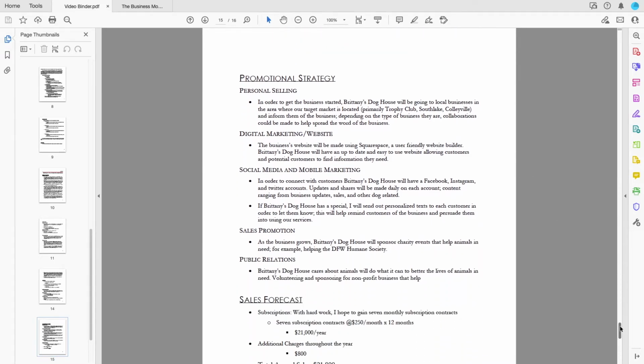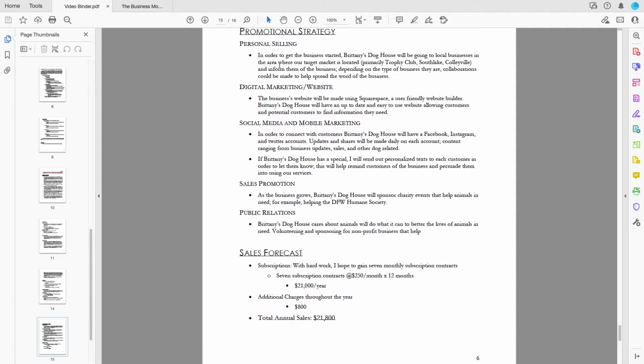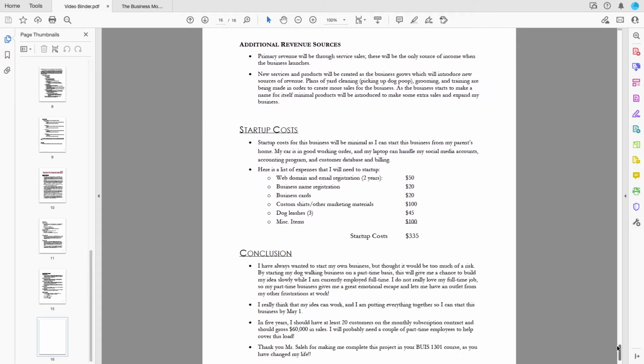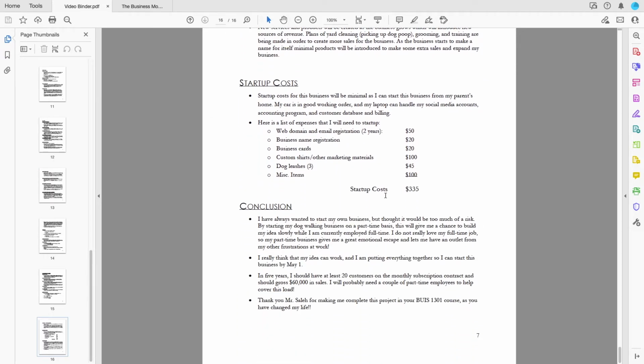There's the quick promotional strategy, from personal selling to digital to social media to sales promotion, public relations. Just a few of them that she just popped right out that she could do. You can also do this on the POES method, which is paid, owned, earned, shared. Very easy to do. Her sales forecast. And of course, additional revenues, little startups.